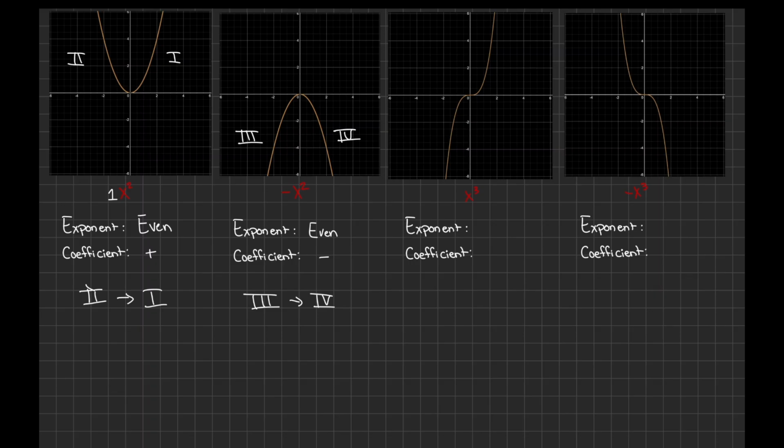And then finally, we can see if the exponent is odd. Here it is positive for the coefficient, so we go from quadrant 3 to quadrant 1 up there, so we'll just write 3 to 1. And finally, if the exponent is odd and the coefficient is negative, we go from 2 to 4. So we'll just write that there, 2 to 4. And obviously these are just the generalizations, but in fact this works for every function where you can identify the exponent and the coefficient. These rules will apply.